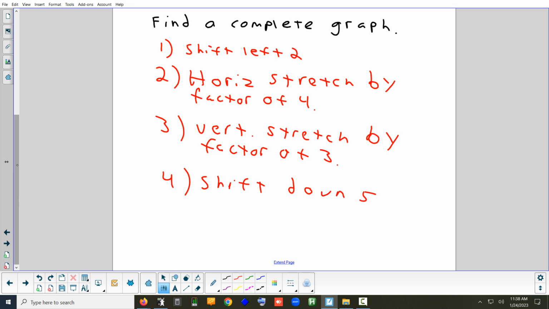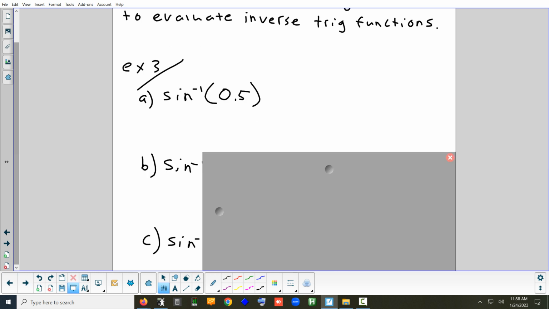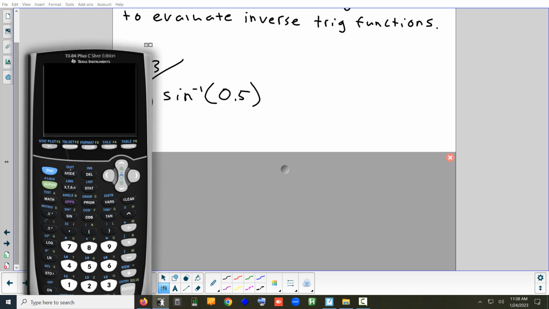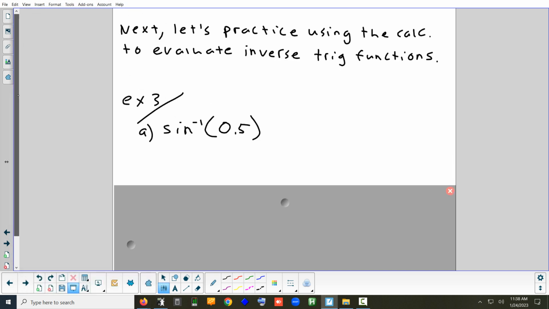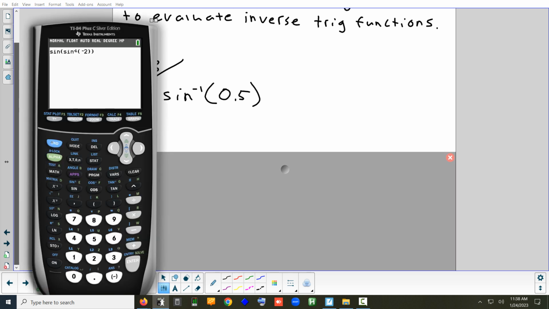And the last thing is just how to plug in an inverse trig function on the calculator and get an answer. So let's try, I have 3 of them. Let's try the inverse sine of 0.5. To do this, you just use your calculator. How do we get an inverse trig function? What do you have to press? Second, and then the trig function.